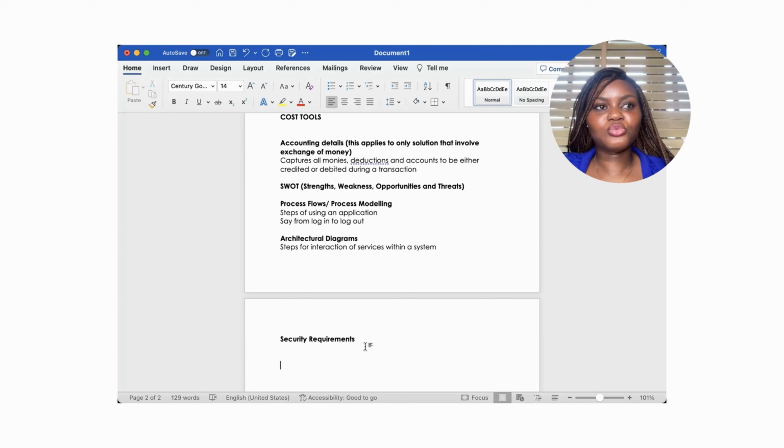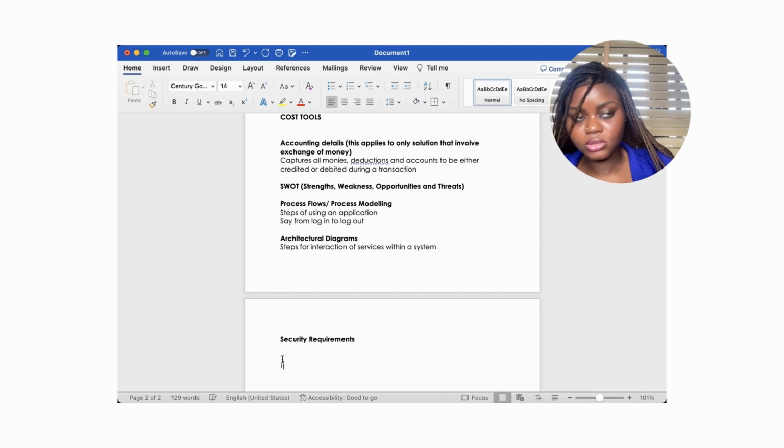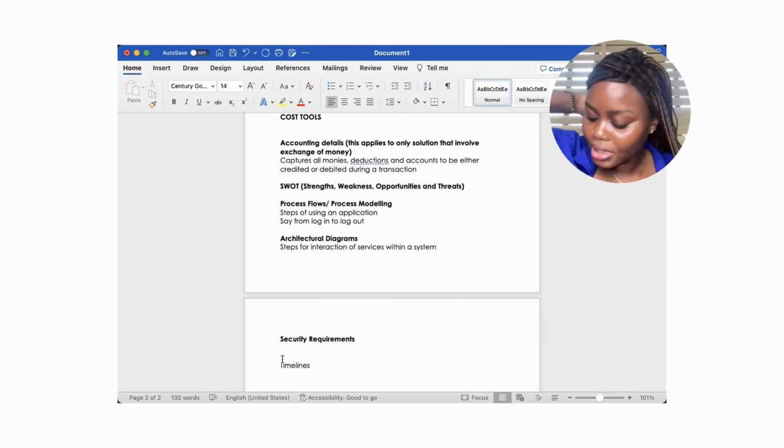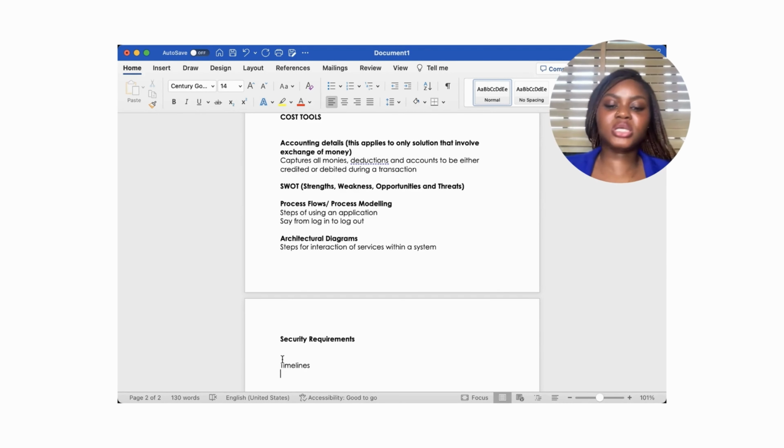So you typically have to do a breakdown of these things, and you put the people that are responsible for achieving them. You also include when each will start and when it will end. That's timelines.